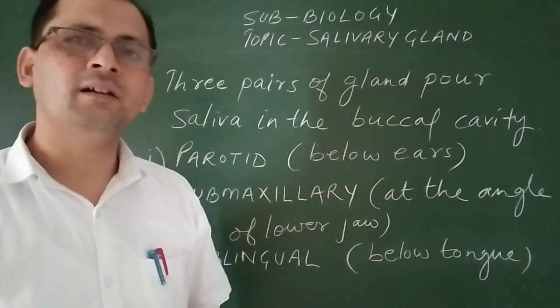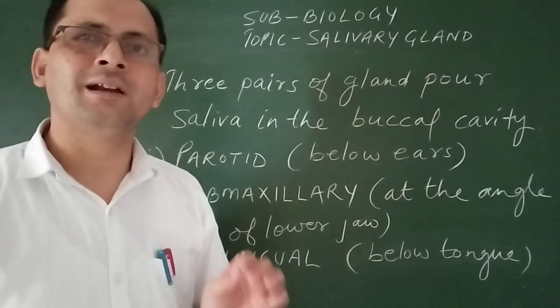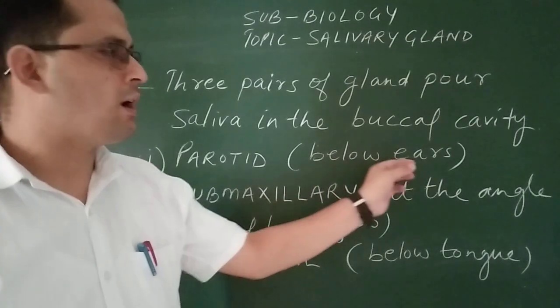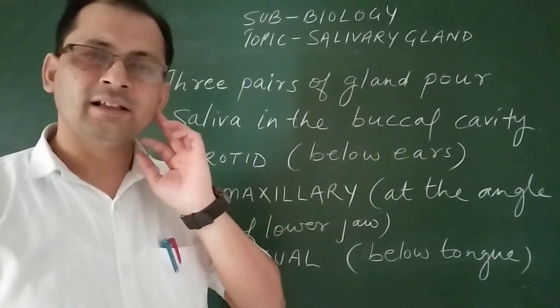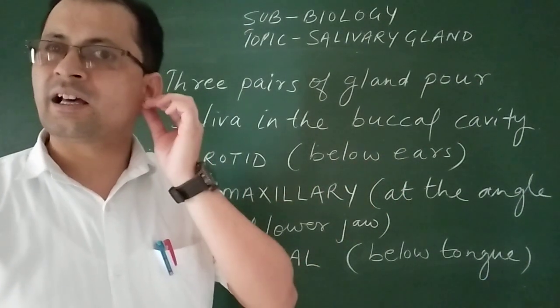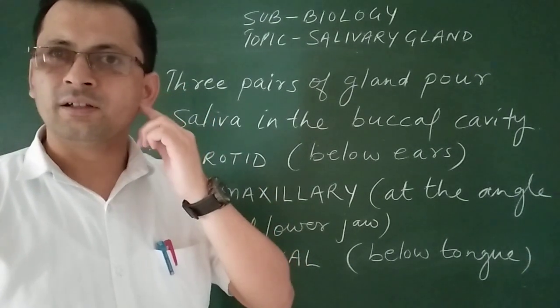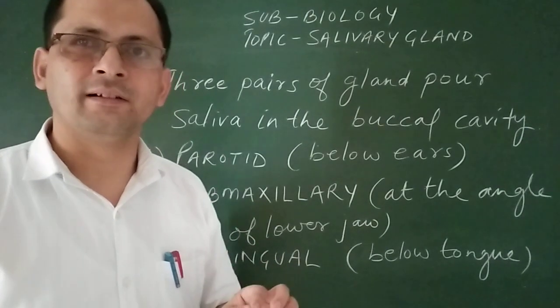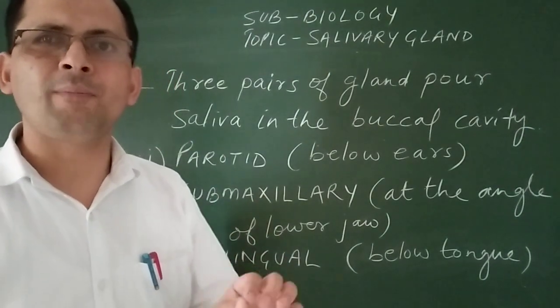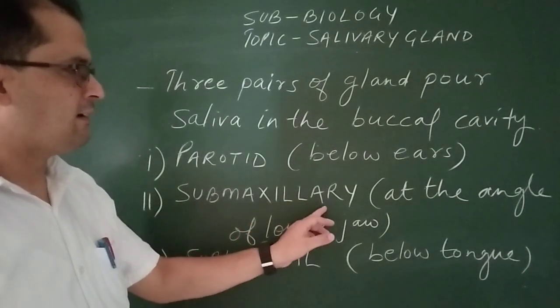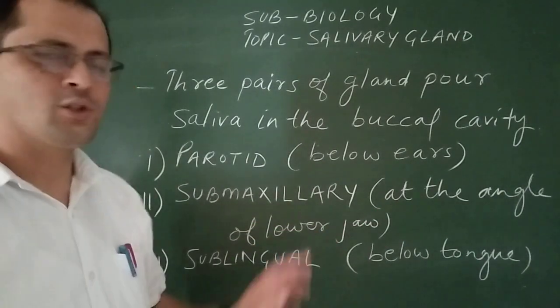These are very important. First is the parotid gland. It is just below our ears. These are our ears, and from the inner side it is just below the ear. Which gland? Parotid gland. The second gland is the submaxillary gland. You can see here the submaxillary gland. It is at the angle of the lower jaw.